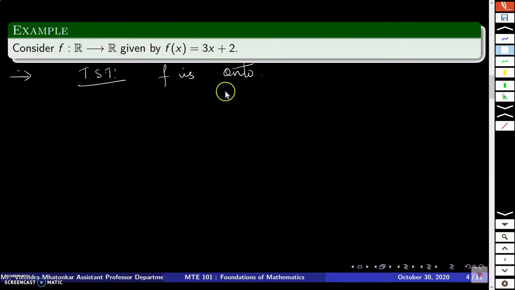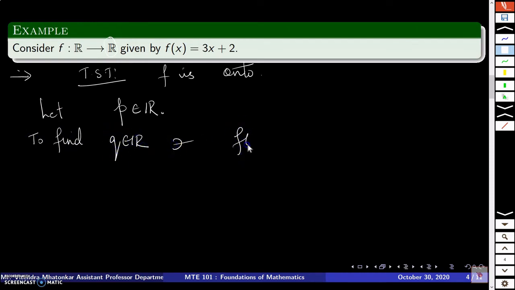So how do I show that a function is onto? I'll start with a point in the codomain, that's R. So let me pick a point P in R. What I want to show is that f is onto. That means I have to find a point in the domain, that's again R, which is mapped to this P. So we have to find a point, let's say Q in R, such that f of Q will give you P.